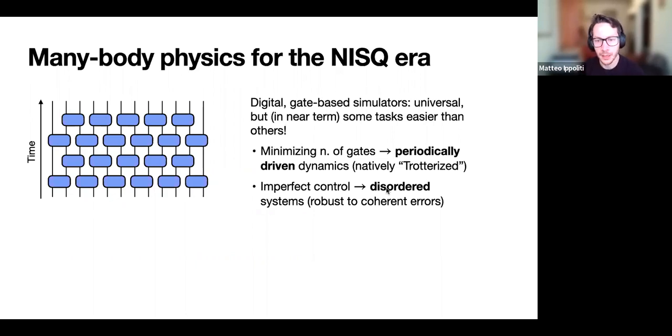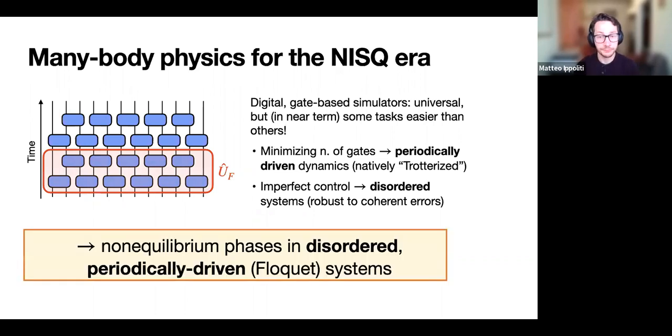We can, of course, we'll have to contend with incoherent errors and noise, but these two considerations taken together strongly suggest non-equilibrium phases in disordered Floquet systems as a good fit for near-term capabilities of NISQ devices.